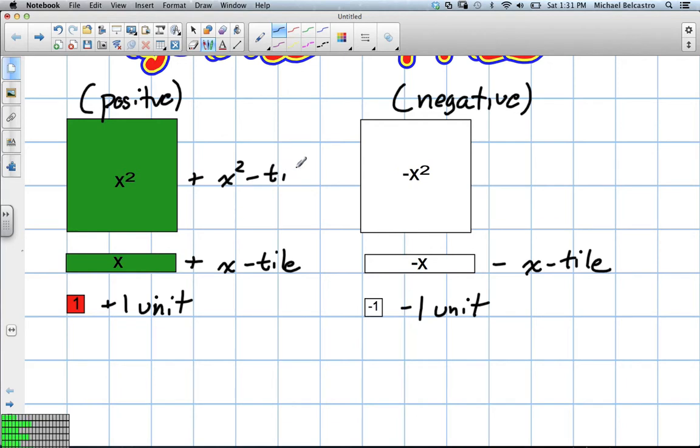It's a square. Because it's a square, very good, and we're going to get into that. X squared tile. So it's 2 lengths, I guess 2 x's, multiplied. Exactly. We're going to talk about that.